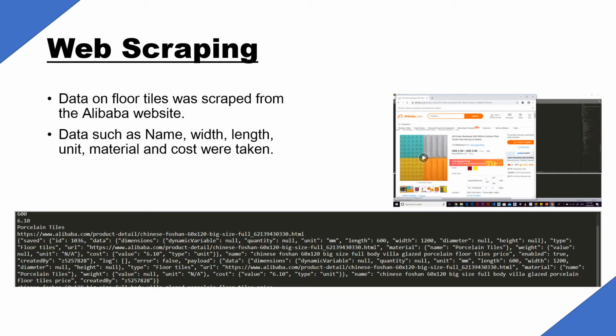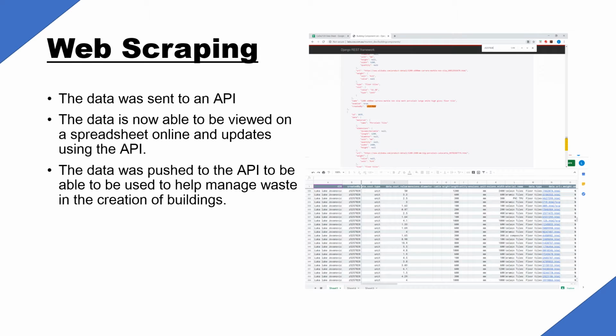Data on floor tiles was scraped from the Alibaba website, where data such as name, width, length, unit, and material and cost were all taken. The data was then sent to an API in a Google spreadsheet, able to be used for the waste reduction processes in later steps.